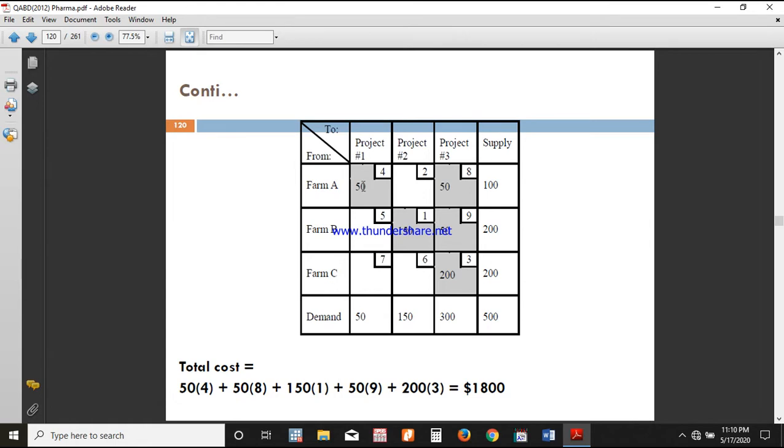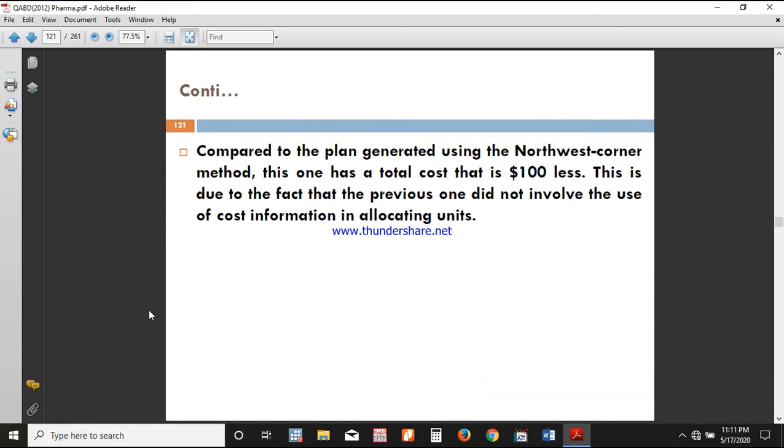Already, this is occupied by project 1, 50 cubic tons. Therefore, this is fully exhausted. The next least cost is 9, 50. You can allocate the remaining value. Therefore, the total cost will become 1,800. Then, comparing with the previous northwest corner approach, now this is the lesser one, because it is considering the cost issue to find the total cost.